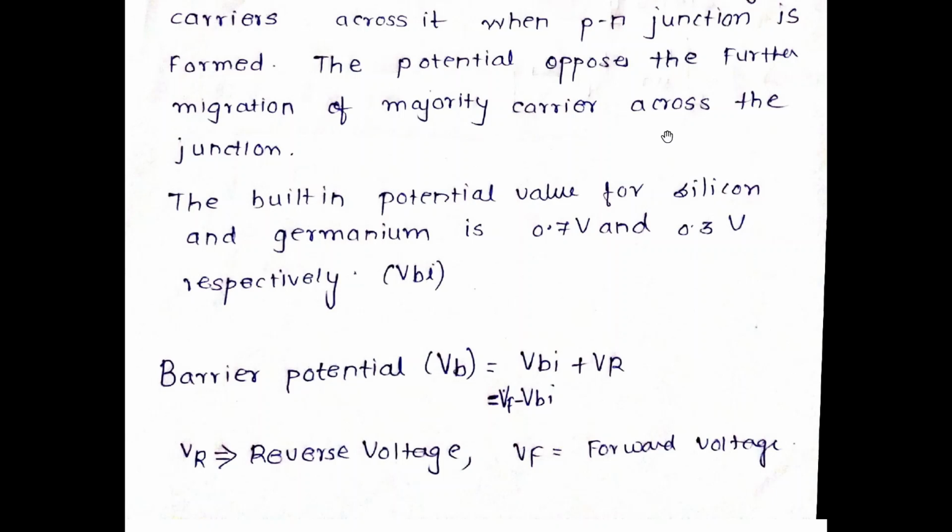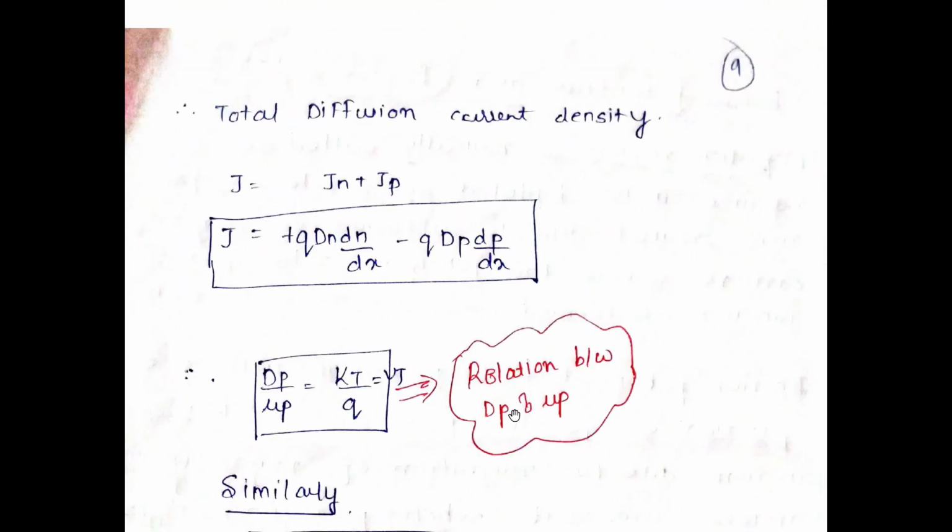The built-in potential for silicon is 0.7 and for germanium is 0.3. So the barrier potential is not directly the built-in potential. It is basically V_BI, which is the built-in potential, plus V_R in case of reverse voltage, or V_BI minus V_F, where V_F is the forward voltage. So I hope I am very clear.